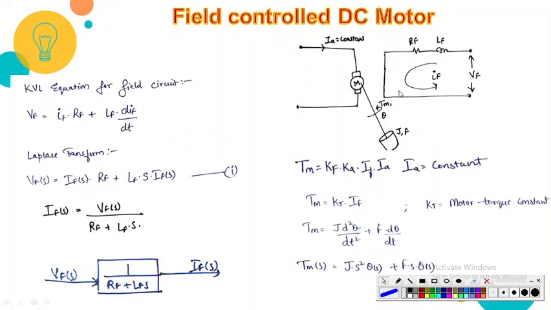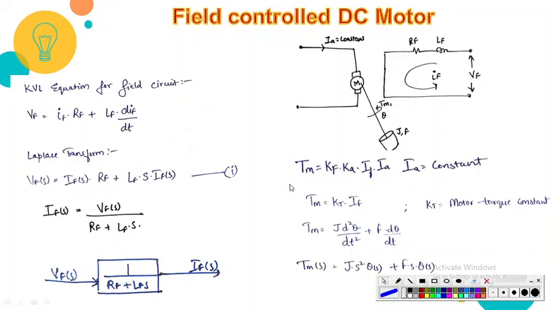So the KVL equation for this field circuit will be VF is equal to IF into RF plus LF dIF by dt. If we take the Laplace transform of it, we get VF equal to IF into RF plus LF S into IF(s). From here IF will be equal to VF by RF plus LF into S, and as you can see, it is nothing but the input supply, that is a variable, multiplied by this gain. So my gain is equal to 1 by RF plus LF into S. If we multiply these two, that will give me IF(s).